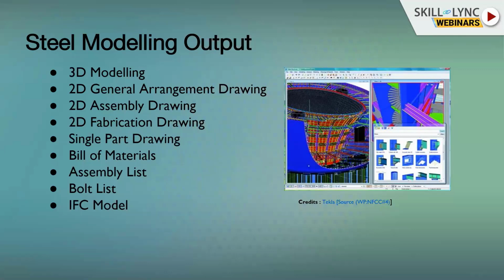Bill of materials, that means I already told you the whole quantity, what type of materials is required, what type of steel, whether the steel grade is type A or type B, that TEKLA can also specify. And if you're talking about the RCC or rebar, if they have the diameter of the rebar, the length of the rebar, the shape of the rebar, each and everything, we can extract from our model. Same things are our assembly list, our bolt list, and IFC model.